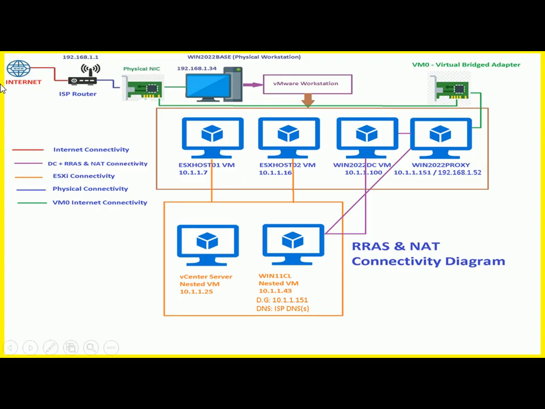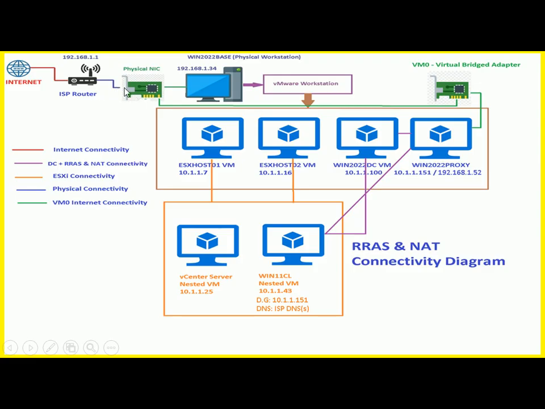So the first part of this particular diagram is the same one as we have seen in the previous module. Here is my internet connectivity, and it is connected to my ISP router, which has a local IP of 192.168.1.1. Now my ISP router is working as an internet gateway plus DHCP server. That means it is distributing local DHCP range IPs to my physical machine.